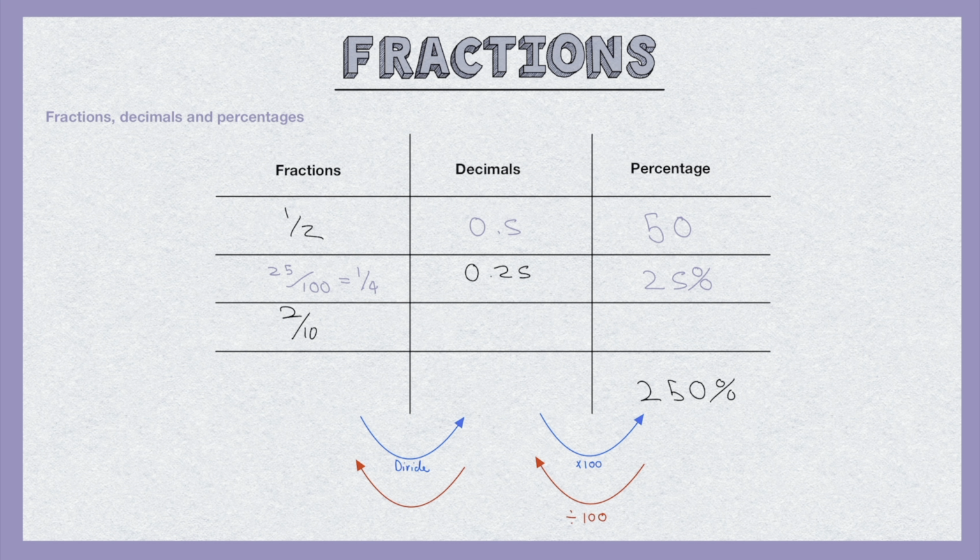Now let's look at 2 over 10. We know that 2 over 10 as a decimal would be 2 divided by 10, which would be 0.2. And now we times that by 100 to make 20%.